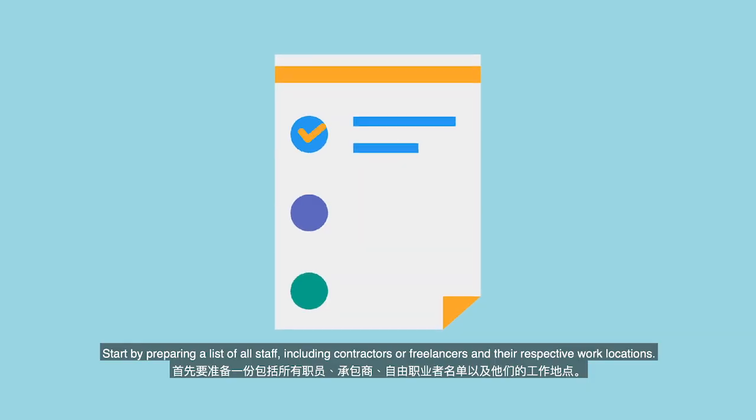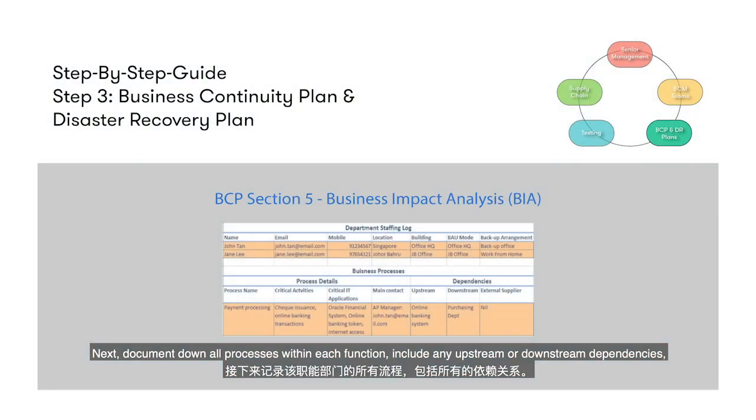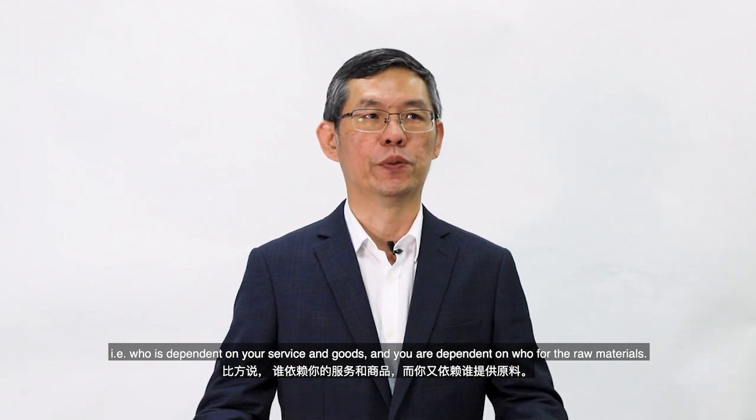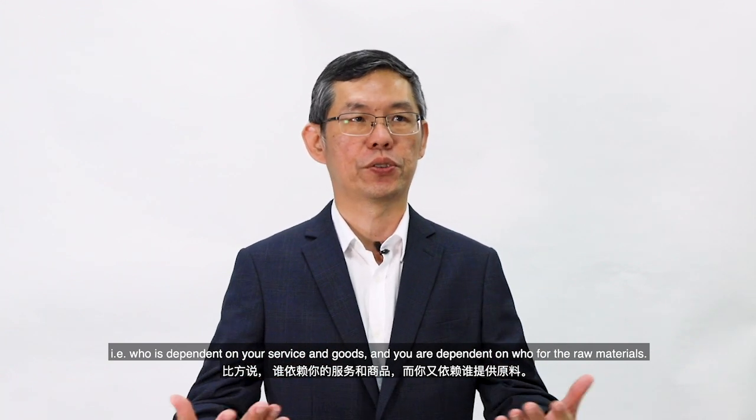Start by preparing a list of all the staff, including any contractors, freelancers, and their work location. Next, document each of the processes within that function. Include any upstream or downstream dependencies: who is dependent on your services and goods, and who you rely on to create your services and goods.